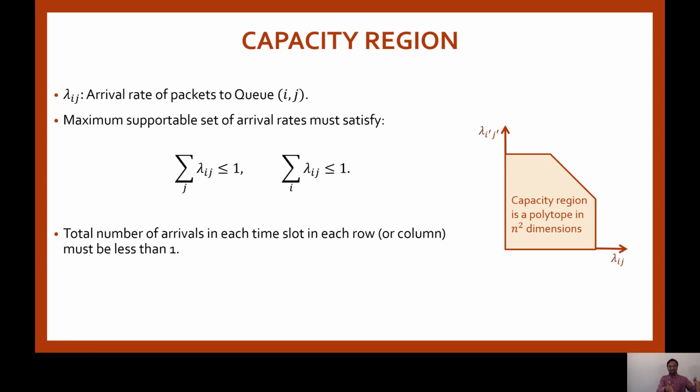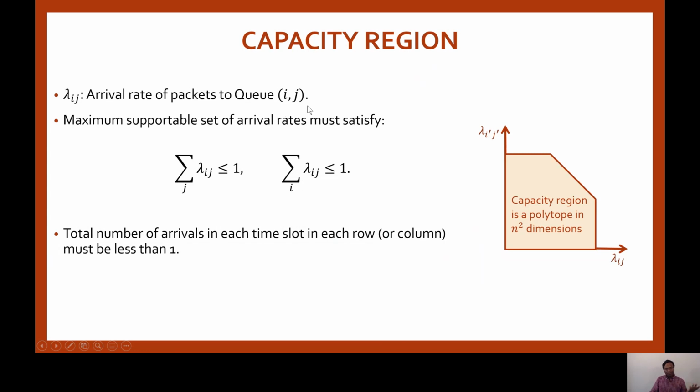So if you recall, in a single server queue, we started with the capacity region, and then we went on to talk about the mean queue length and the distribution of queue length. We'll follow pretty much the same outline in a switch. So we'll start with the capacity region. There are n square queues in a switch in the matrix. And let's say lambda ij is the arrival rate for the queue in the ith row and jth column.